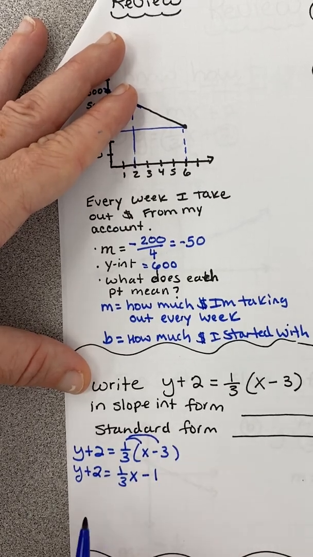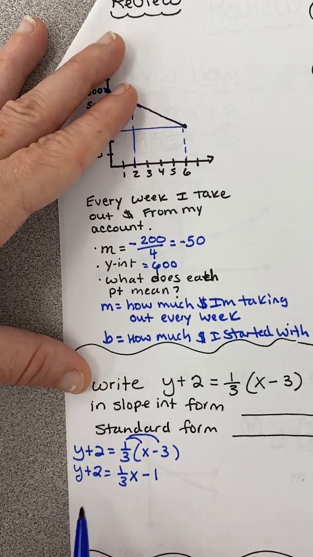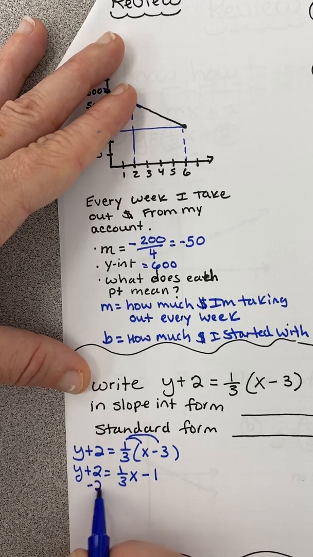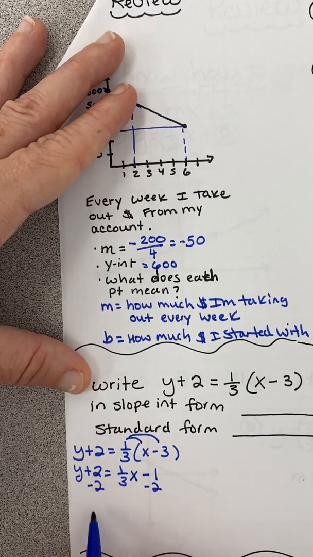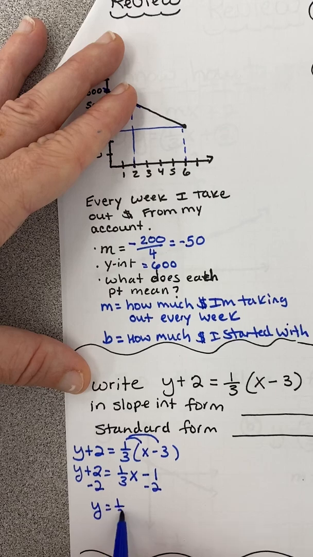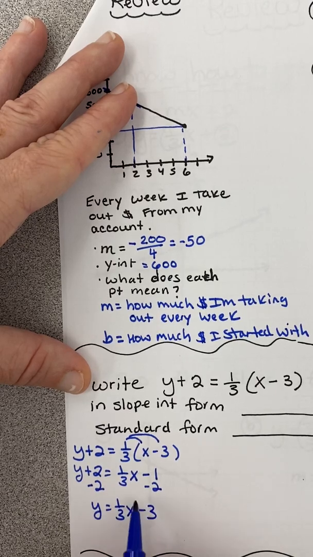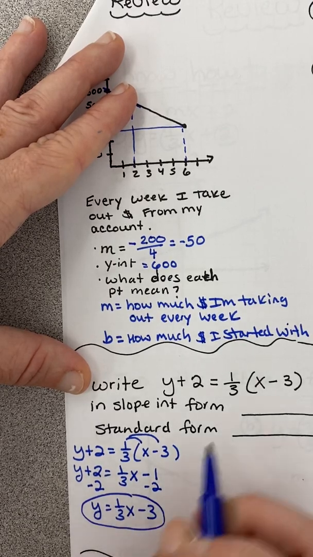Now to put it in slope-intercept form, y equals mx plus b, I have to subtract this 2 from both sides because I want the y by itself. And there we go, that's in slope-intercept form.